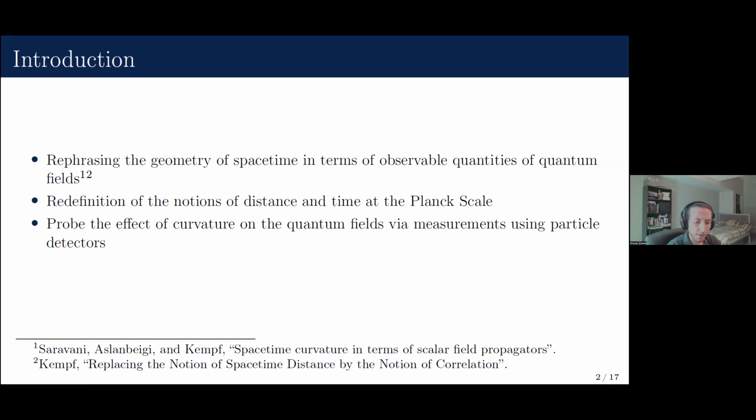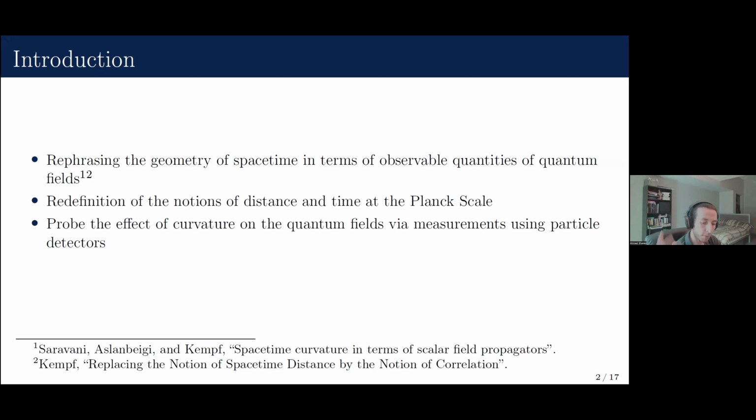So this work is a contribution to a line of thinking about rephrasing the geometry of spacetime in terms of observable quantities of quantum fields. The motivation behind that would be that the classical notions of distance and time, rulers and clocks that we know and love from general relativity, start failing as you approach the high energy Planck scale.